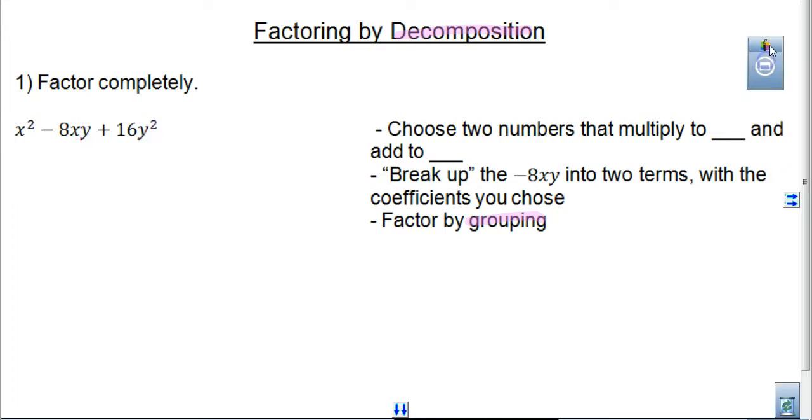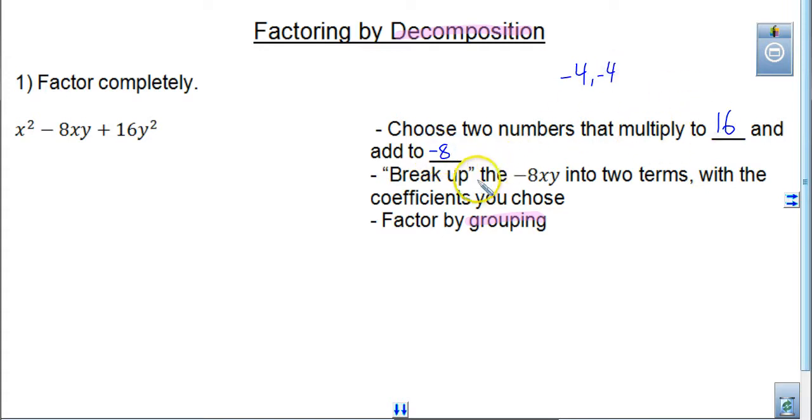Now, we are going to start this out the same way as before. We're going to choose two numbers that multiply to this final number here, which is positive 16, and those two numbers must also add to negative 8. Those two numbers would be negative 4 and negative 4, which satisfy those two conditions.